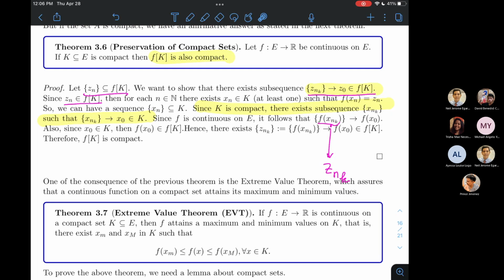But the nice thing is that the compactness of k guarantees that x sub 0 is in capital K. Dahil si x sub 0 ay nakay capital K, so si f of x sub 0 ay nakay f bracket K. So that means our subsequence z sub nk converges to a member of f bracket k. And that is essentially the requirement for compactness. All right? So therefore, we can say that indeed f bracket k is compact. In other words, the continuous image of a compact set is also compact.